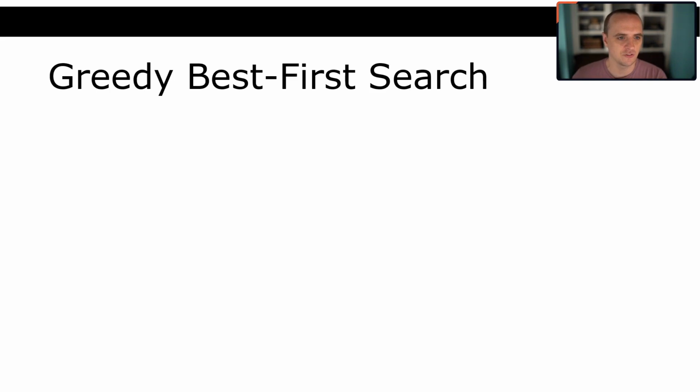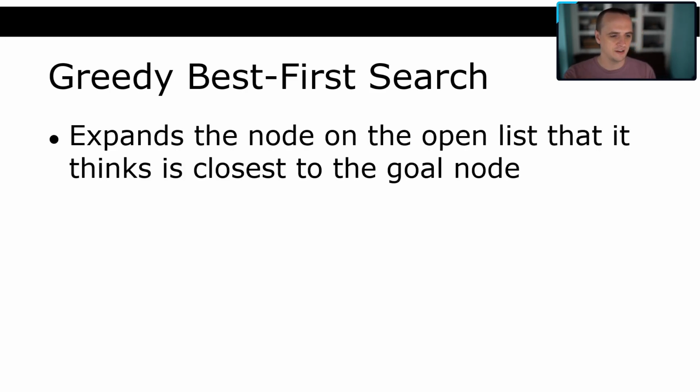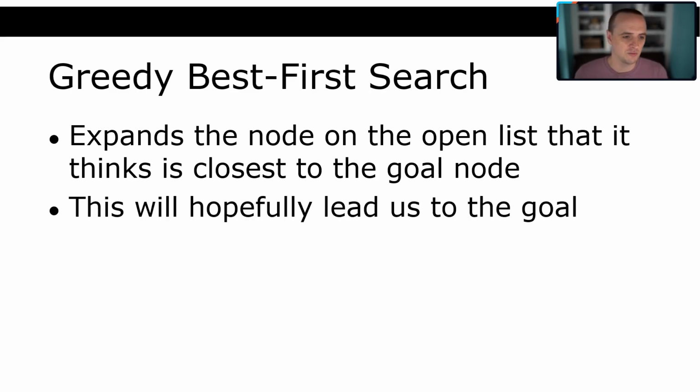So greedy best first search. What is greedy best first search going to do? This is our first concrete best first search algorithm. It's greedy best first search, and it's greedy. It wants to go immediately in the direction where the heuristic tells us to go. So greedy best first search is going to expand the node on the open list that the heuristic thinks is closest to the goal node. And it will factor in no other information. And this is kind of smart, right? Because hopefully that will lead us directly to the goal node.